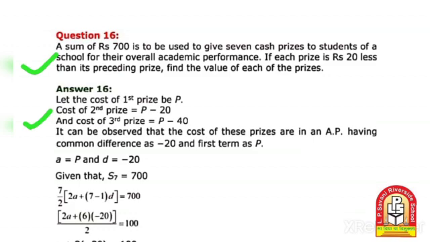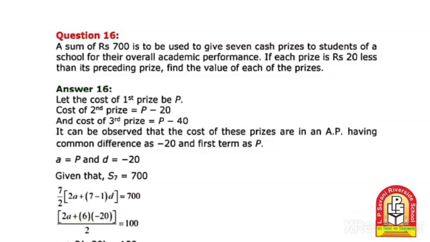Let the cost of the first prize be P, the cost of the second prize be P minus 20, and the cost of the third prize be P minus 40. It can be observed that the costs of these prizes are in an arithmetic progression having common difference minus 20, first term a equal to P, and d equal to minus 20.